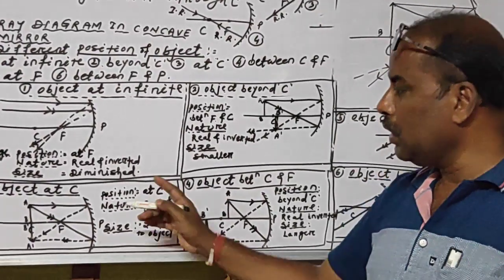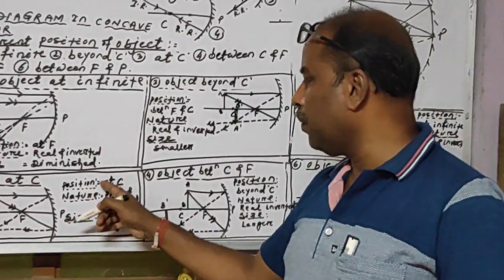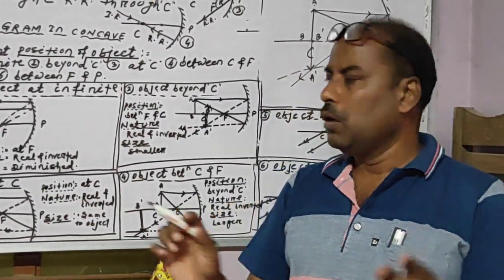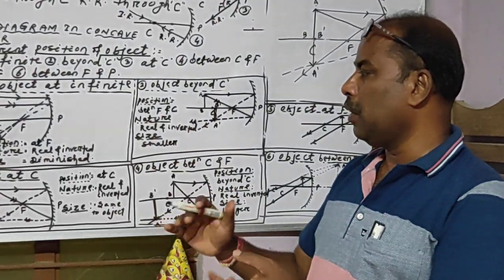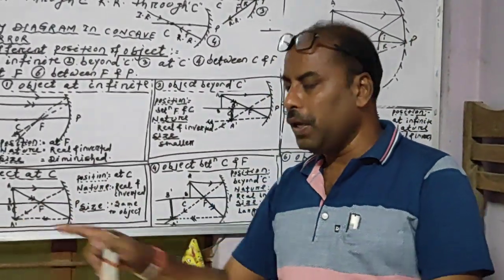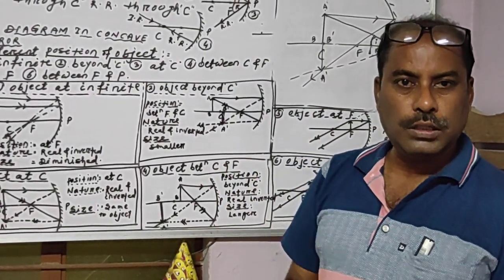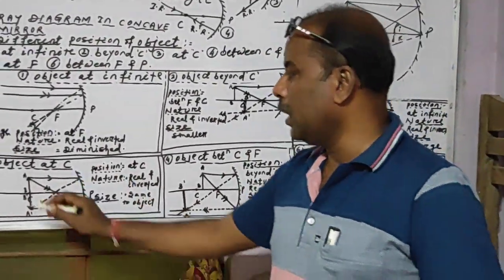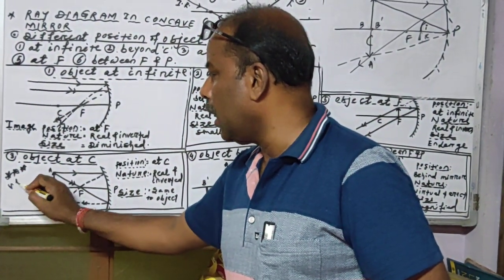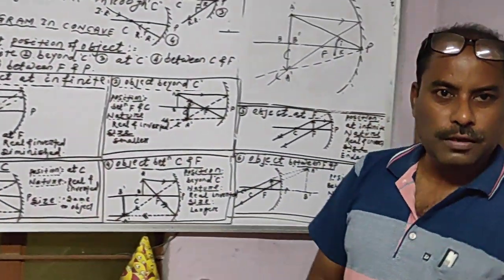Clear? I think you have to do this very carefully because the position of the image is particularly at a point. So if you are drawing the ray diagram and not giving full concentration, then the position may differ a little here and there. That's why full concentration is required for this ray diagram. So I have given here 3 star marks. That means VIP, very important, very important. I think clear?